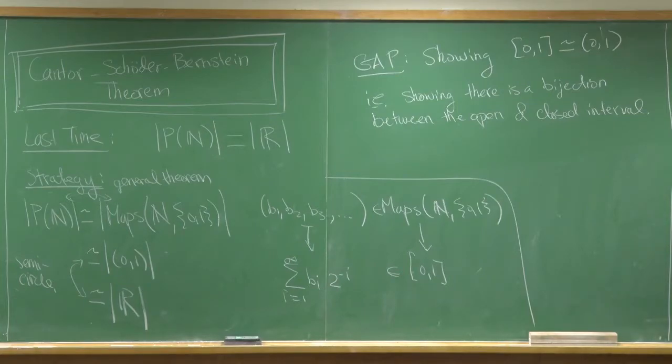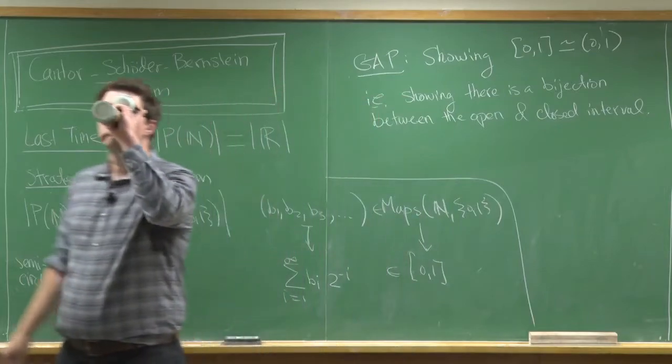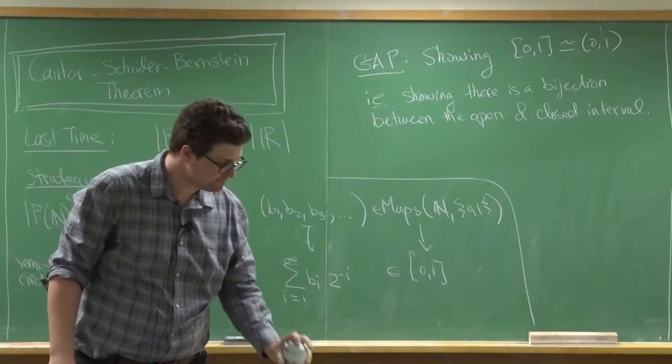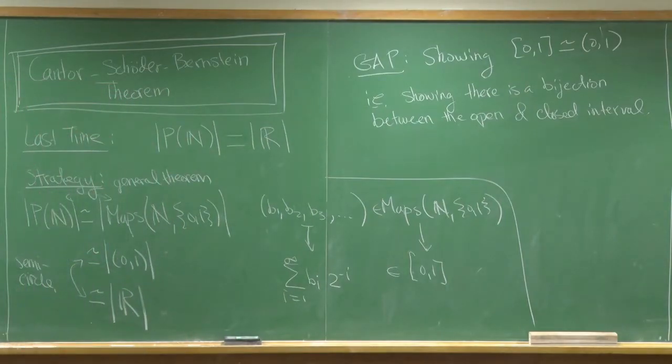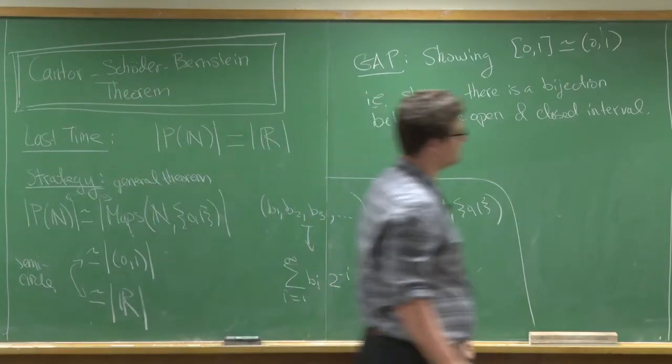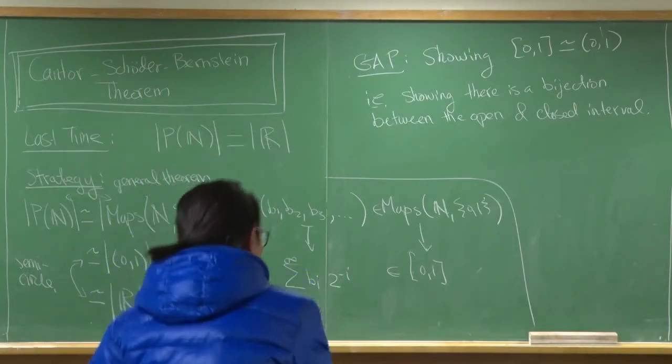There's a bijection between the open and closed interval. All right. So a lot of people are used to thinking about continuous maps, and so this direct thing you kind of have to break continuity a little bit. All right.